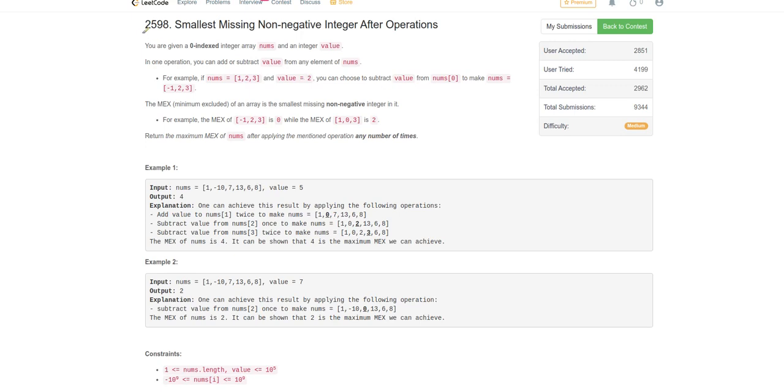Hi, this is the LeetCode question, smallest missing non-negative integer after operations. This is the last question of weekly contest number 337. In this example, mex equals 4, which is the maximum mex. Mex is the smallest missing non-negative integer. In this example, it's 4, after doing this operation of addition or subtraction of the value 5.